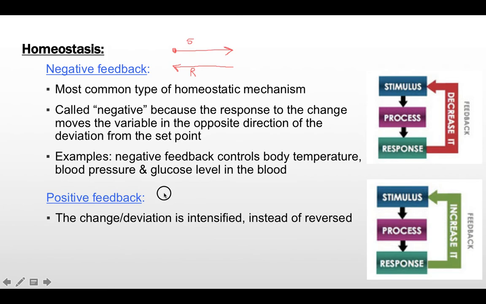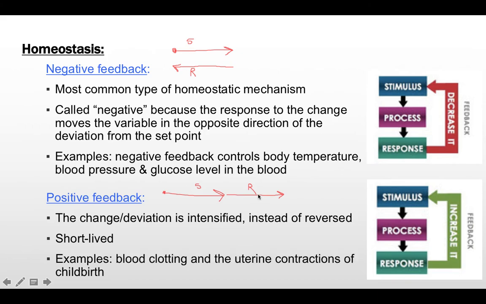Positive seems a little counterintuitive then. Why, if we have this deviation, if we have this stimulus, why would the response ever be to exaggerate it? Because that is what is going on here in positive feedback. And the examples are things like blood clotting or childbirth. If a woman has a contraction, and that is the stimulus, we wouldn't want her cervix to close back up. That baby has to get out.